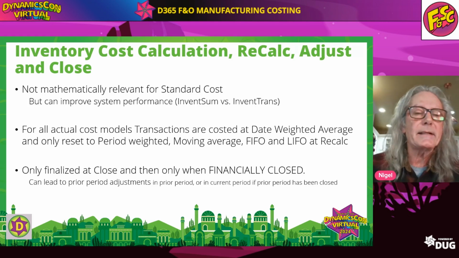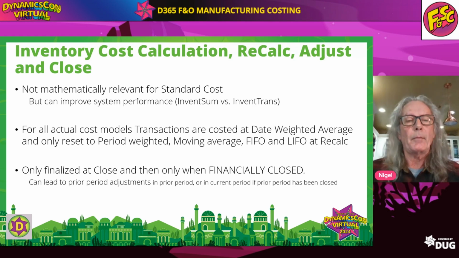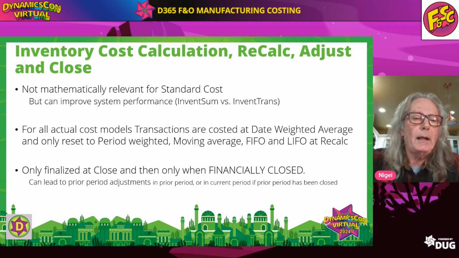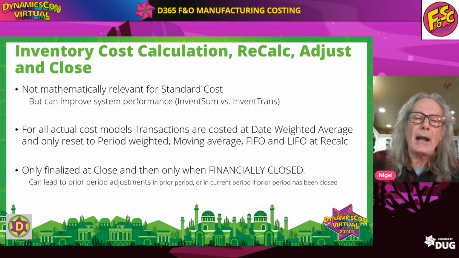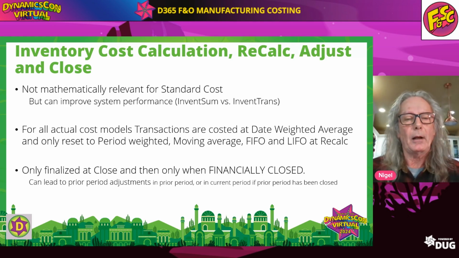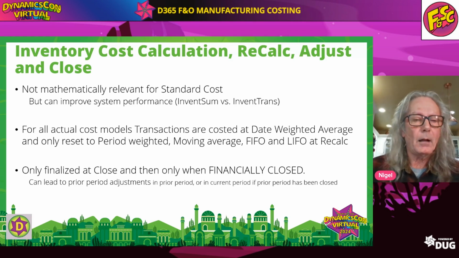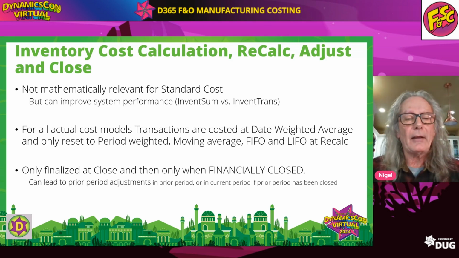Oh, the one thing I didn't say is that the inventory close just isn't relevant for standard cost. And as far as I know, it's not relevant for the moving average either. So for all actual cost methods, transactions are costed at date weighted and only reset to period weighted moving average, FIFO and LIFO, on a recalc. I am not sure about that moving average. It only occurred to me today that moving average probably doesn't get reset. It's only finalized at close and only when financially closed.